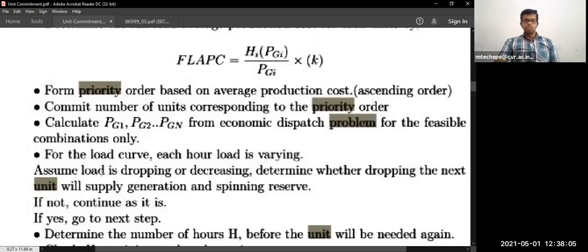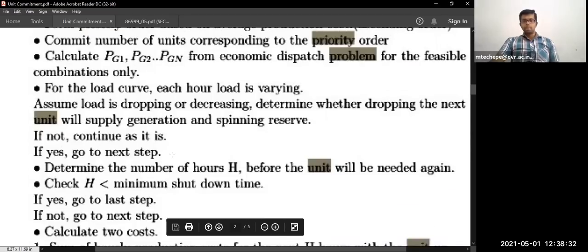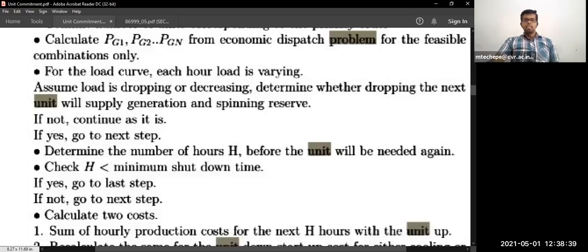Next, assume the load is dropping or decreasing. Determine whether, on dropping, the next unit will supply generation and the spinning reserve. If not, continue as it is. If yes, go to the next step.